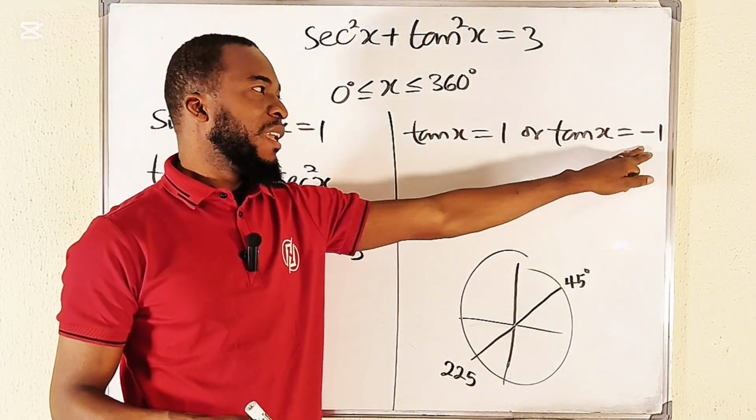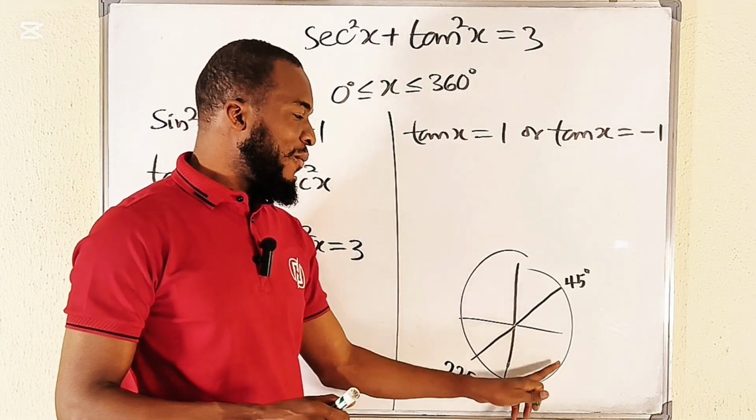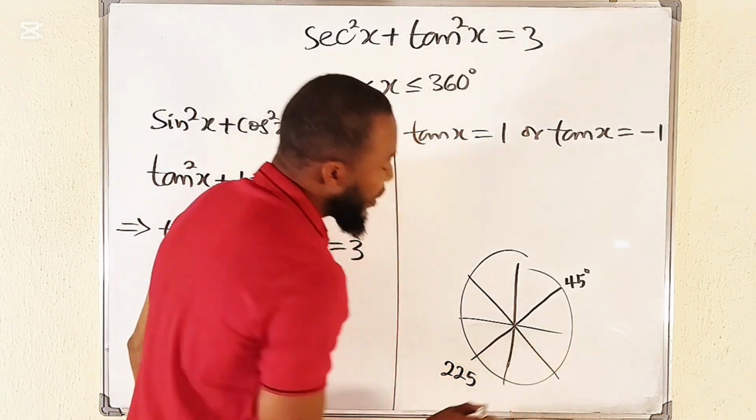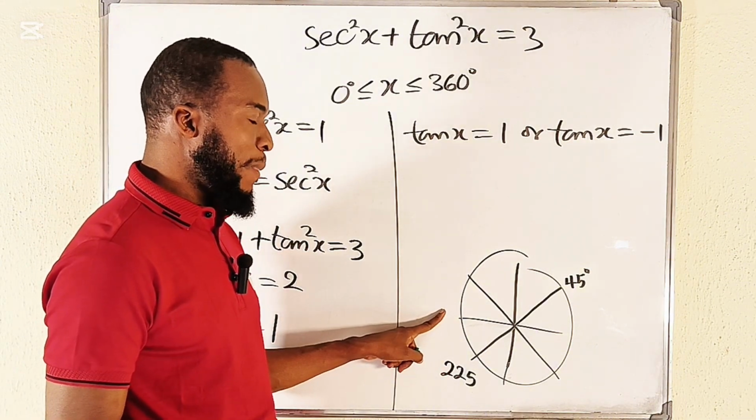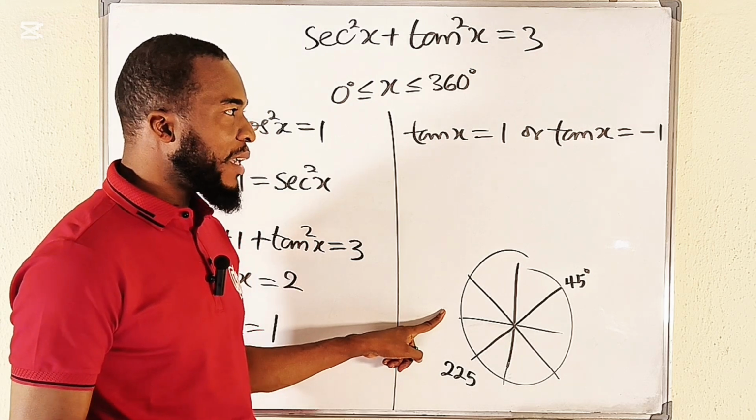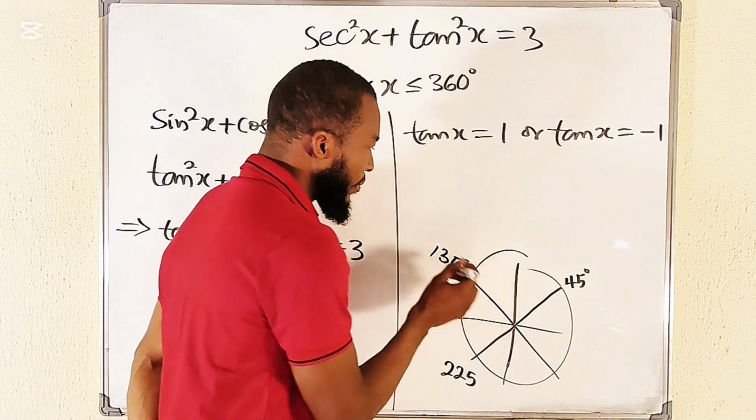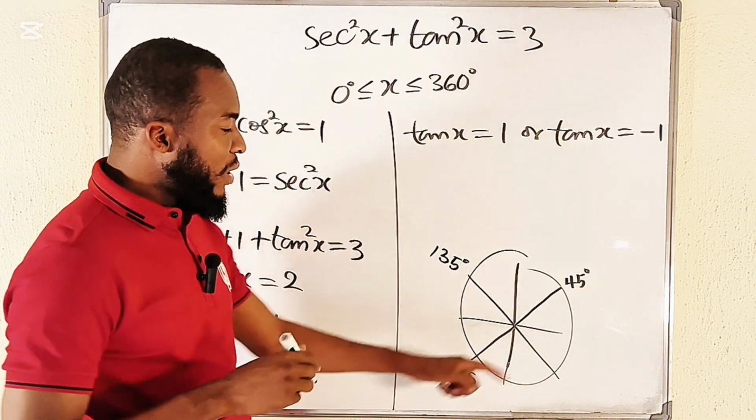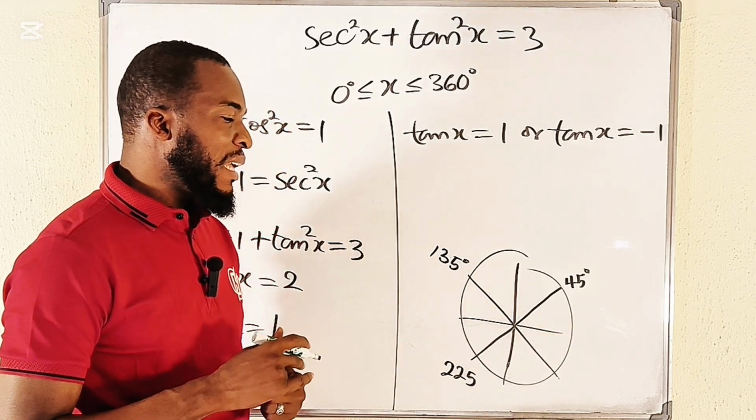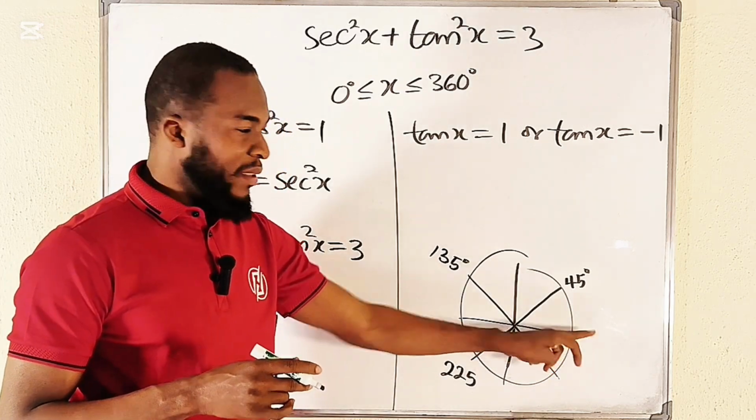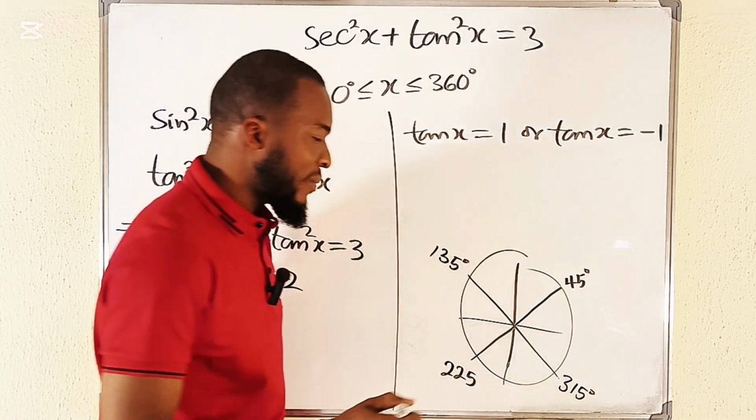Then for this one, tangent of what angle is negative 1? It must be in the second and fourth quadrants. So in the second quadrant, it will be 45 less than 180, which is going to give us what? 135. Then what about here? It will be 45 less than 360, which is going to give us 315 degrees.